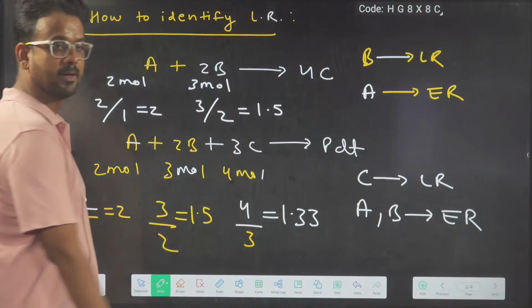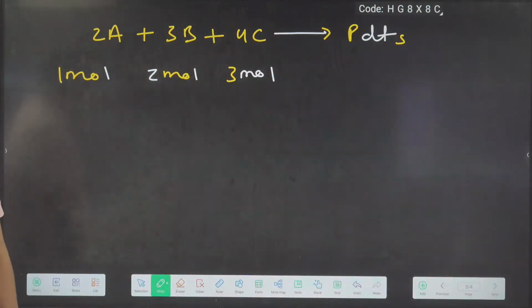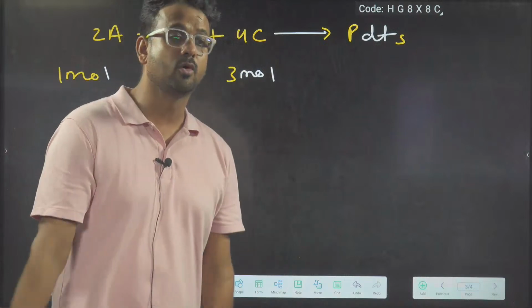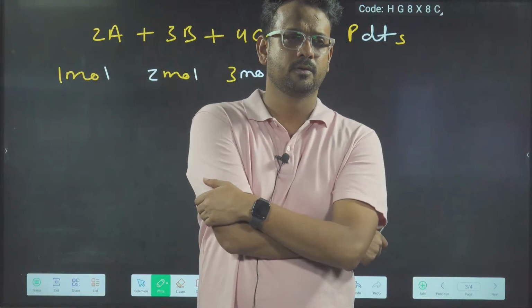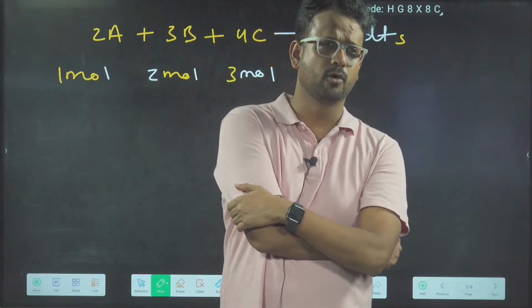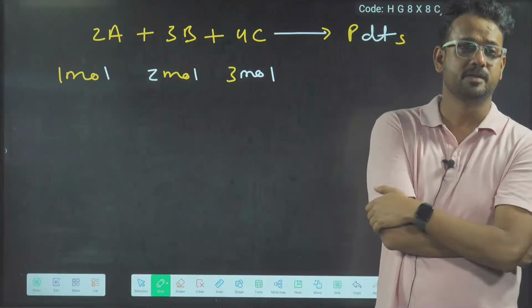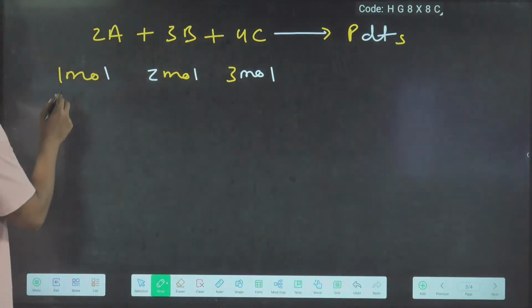Chalo, next example. Wait, all examples will come. How to calculate moles? Given mass by molar mass. If it is a gas, then given volume at NTP divided by 22.4. We will do all examples. Chaliye, over here. Tell me quickly.